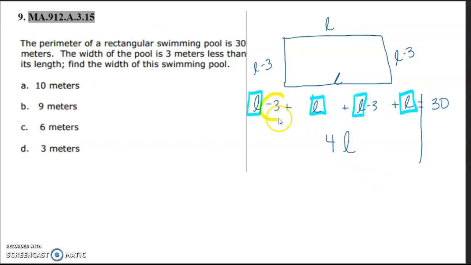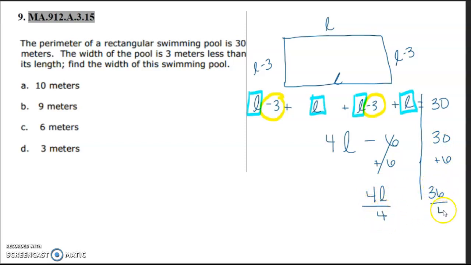Our other like terms are these negative 3's here. Again, we're just going to add them together because combine means to add. So negative 3 plus negative 3 is negative 6. I'm going to bring down the 30. So now this looks pretty easy from what you've seen before. We're just looking at a multi-step equation. So let's solve for L. I need to move the 6. So these cancel and we just have 4L over here, and then 30 plus 6 is 36. Our very last step would be divide both sides by 4, and L equals 9.